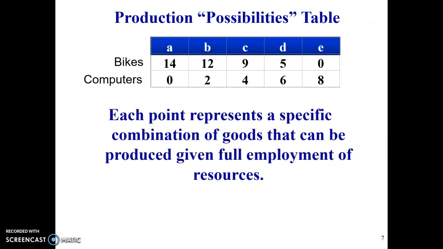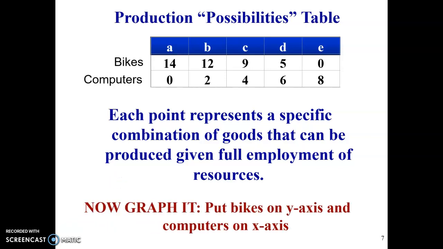Sometimes you're given a PPC in a table. Generally, you could be graphing this where on one axis you would have bikes and on another axis you would have computers. All of your resources in this case could make a total of 14 bikes or 8 computers, or some combination at B or C or D. For example, at point C, you could have 9 bikes and 4 computers with the same box of resources. Okay, so each point represents a specific combination of goods that can be produced given the set of resources.